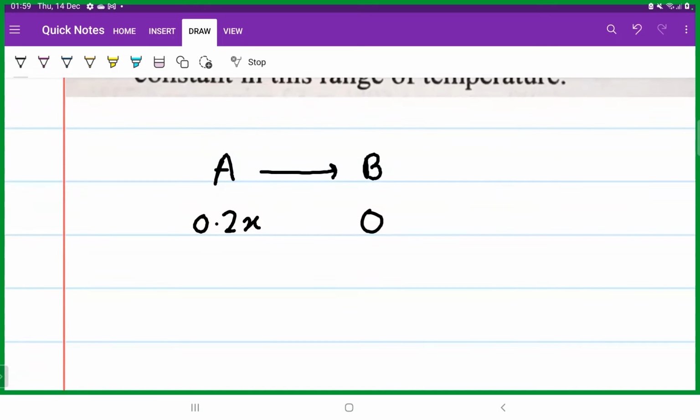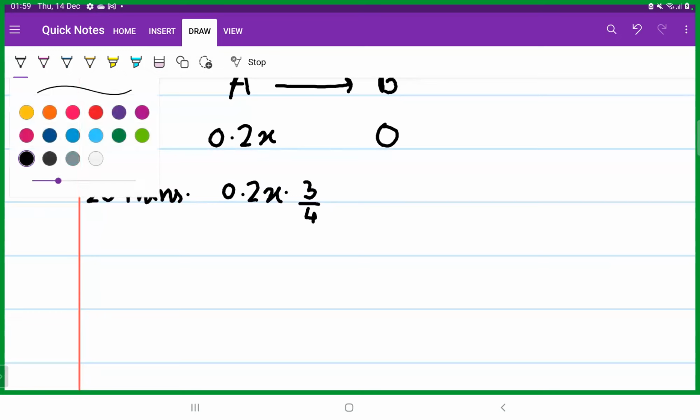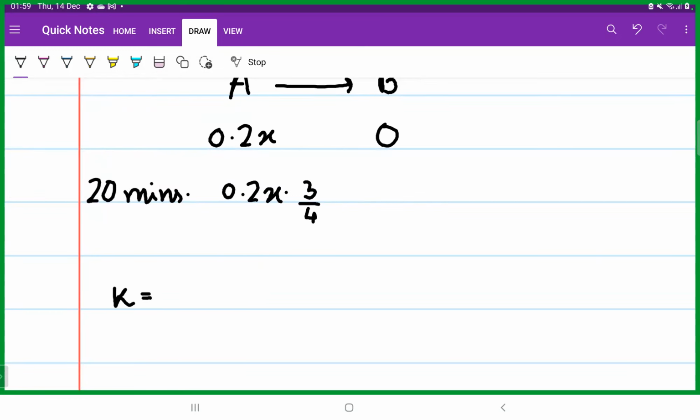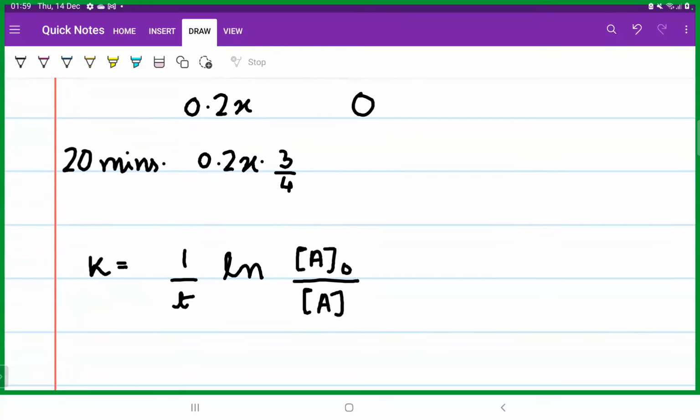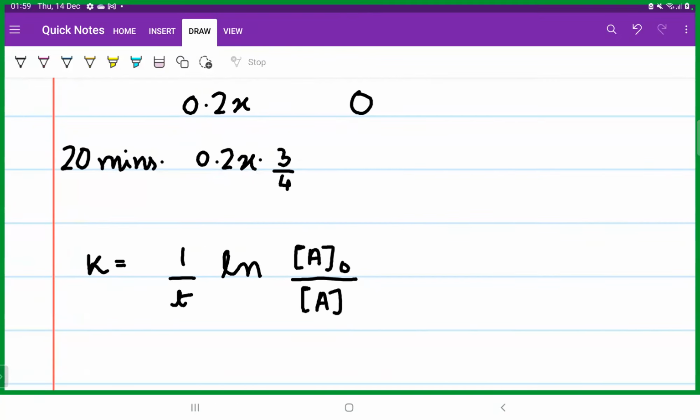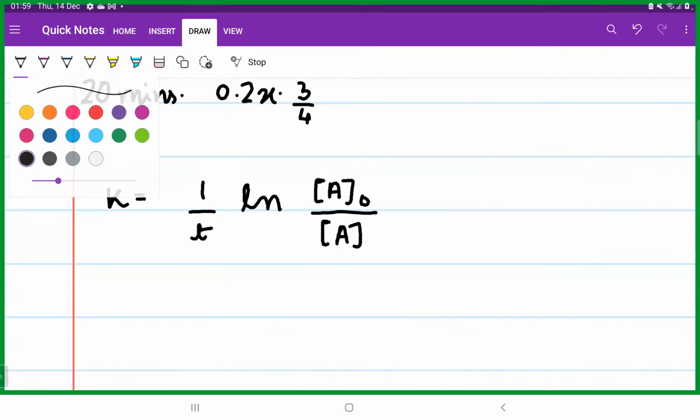Which means after 20 minutes, 75% of this solution is left. Okay, so since this is a first order reaction, we can find the value of rate constant very easily, right? Which is basically equal to 1 by t natural log of A naught by A, where A naught is the initial concentration of A and A is the present concentration of A. Okay, so let's put all the values.